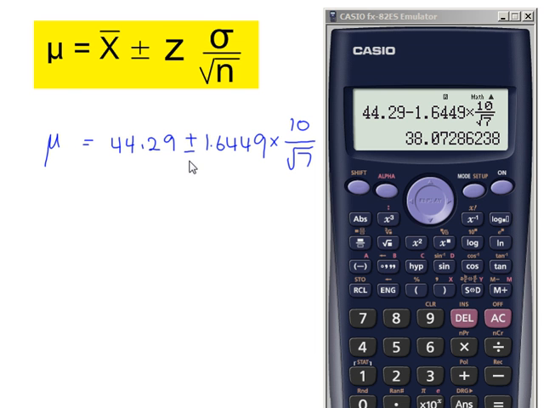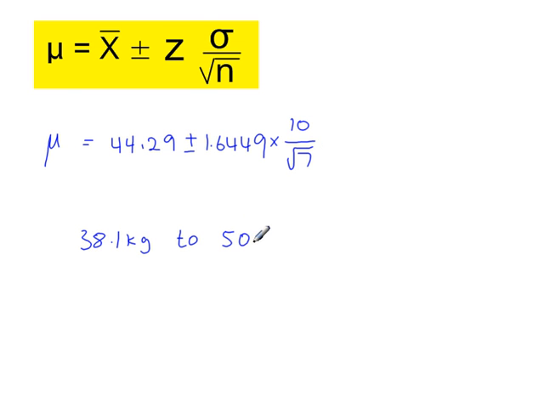So the lower limit of the confidence interval, so using the minus first in the calculation, is 38.1 kilograms. And the upper limit, using the plus, is 50.5 kilograms.